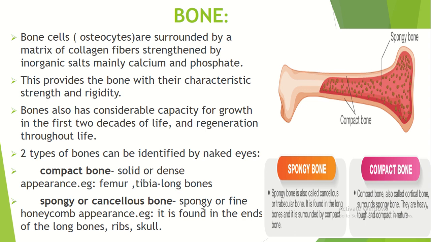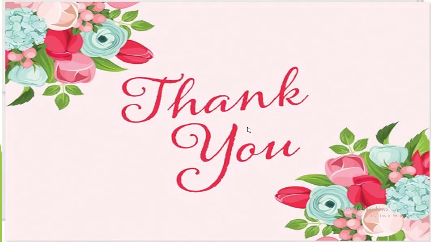Spongy or cancellous bone has a fine honeycomb appearance. For example, it is found in the ends of the long bones, ribs and skull. It has a honeycomb appearance. The spongy bone is also called cancellous or trabecular bone. It is found in the long bones, surrounded by the compact bone. So this is the information about the bones.